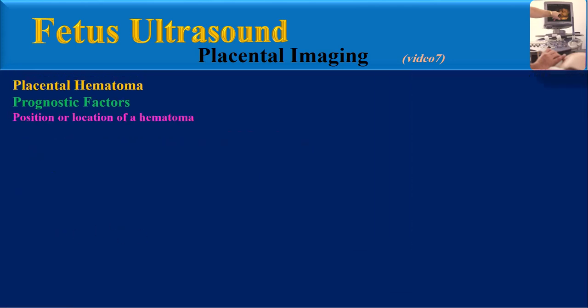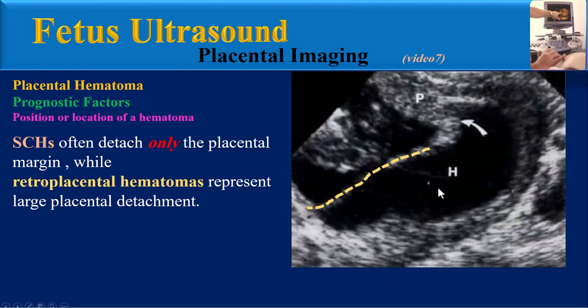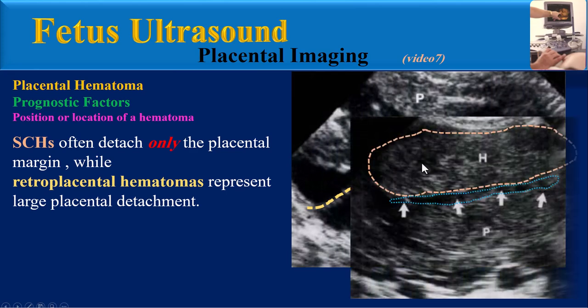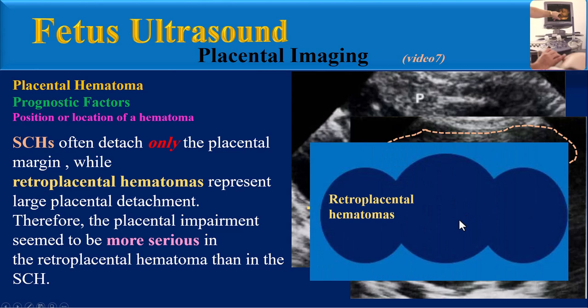discussion. Position or location of a hematoma. Subchorionic hematomas often detach only the placental margin, while retroplacental hematomas represent large placental detachment. Therefore, the placental impairment seems to be more serious in retroplacental hematoma than in subchorionic hematomas.